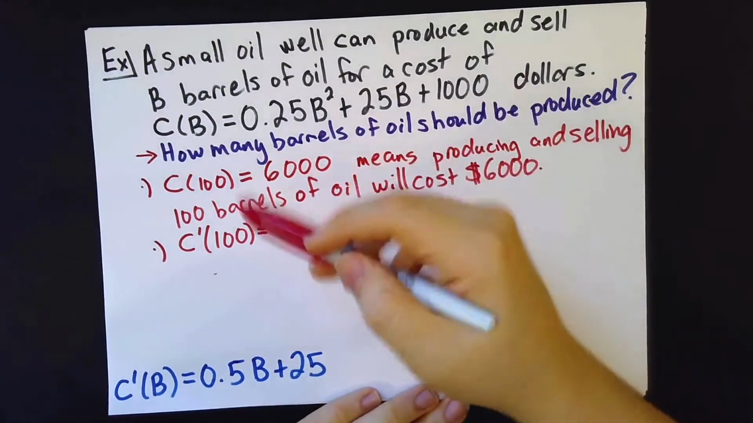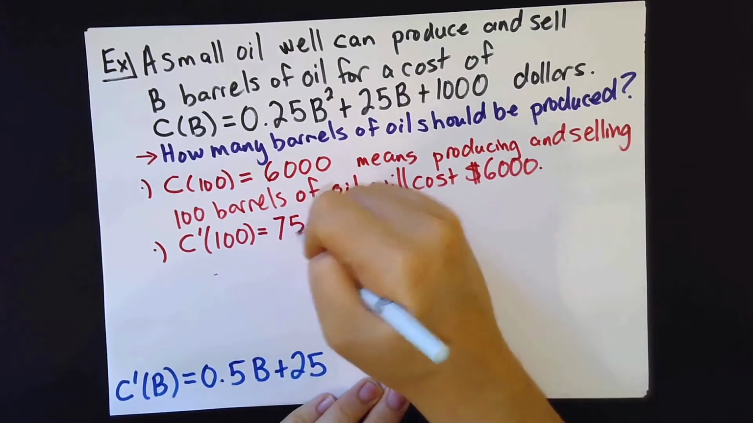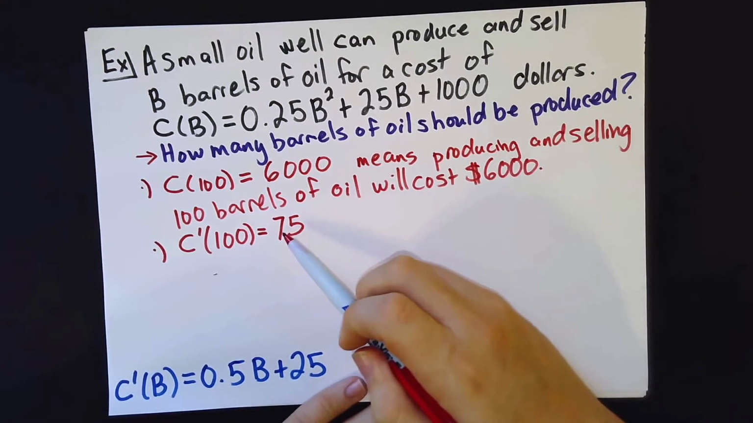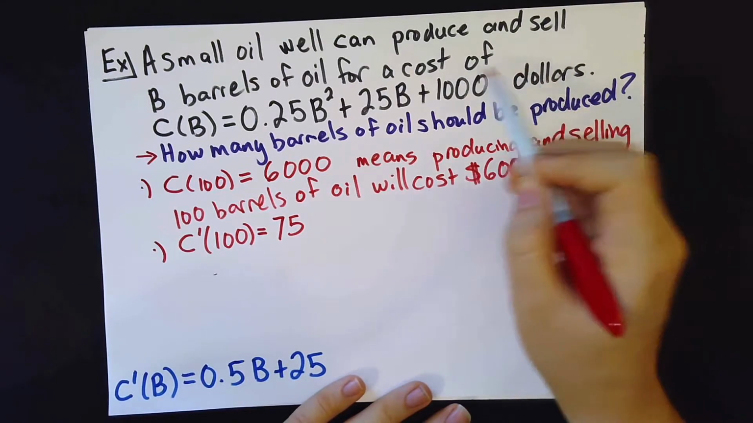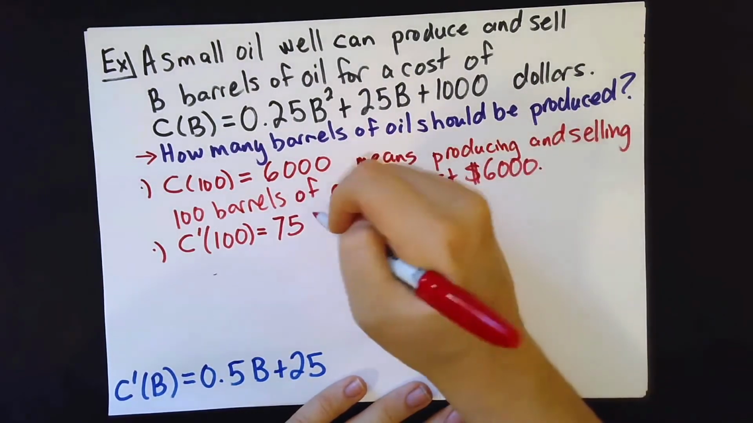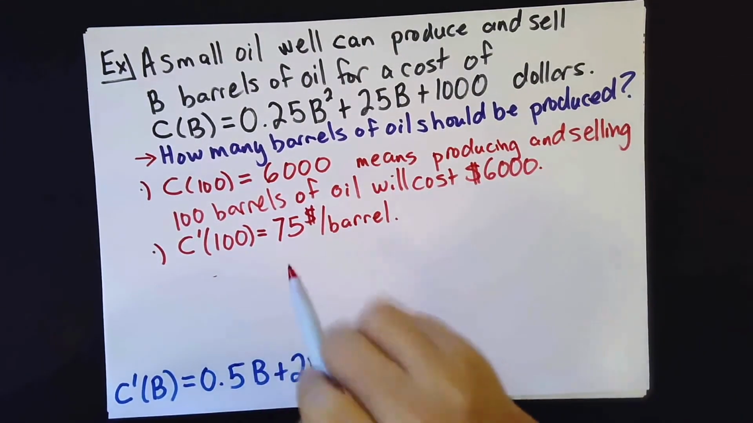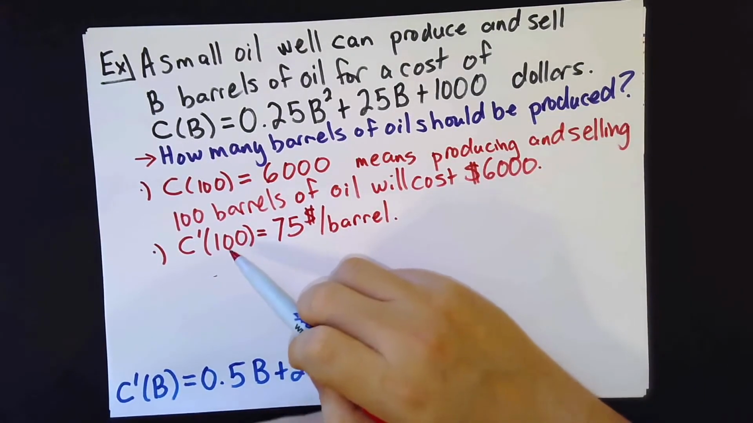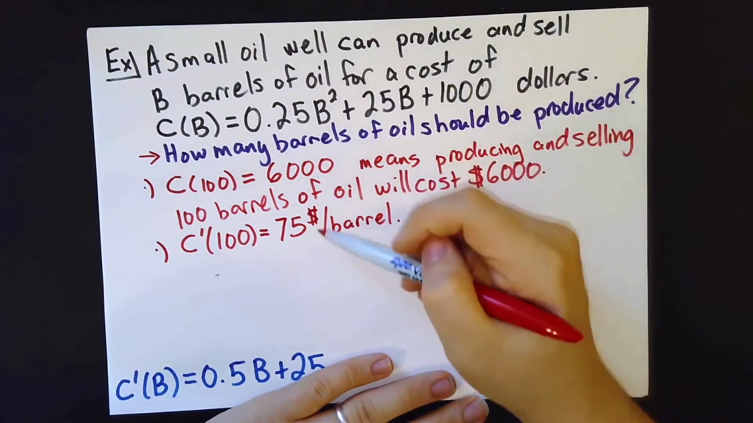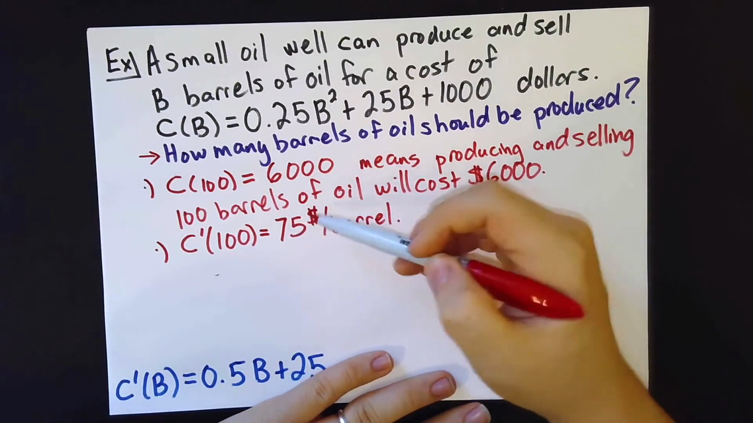And so C prime of 100 is what I get when I plug in 100 here, which is going to be 75. The units here are going to be the units of the output over the units of the input. The units of the output are dollars, and the units of the input are barrels. So this is dollars per barrel. And what does this mean? This means that when we're producing 100 barrels of oil, each additional barrel of oil that we want to produce is going to cost us $75.